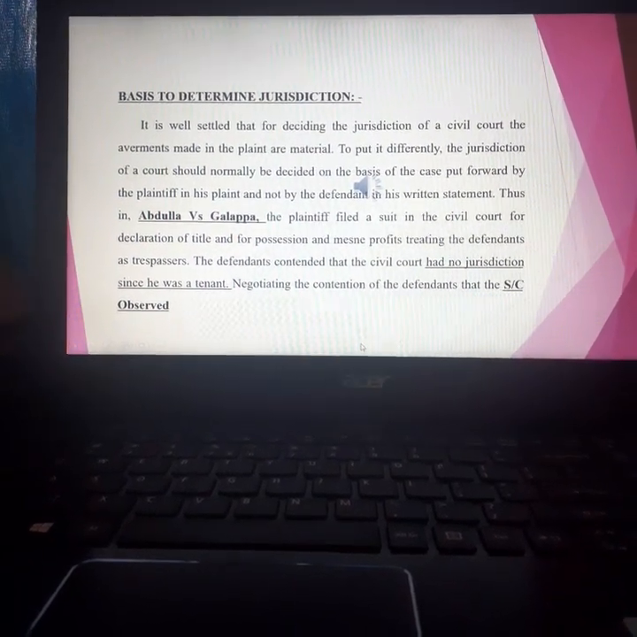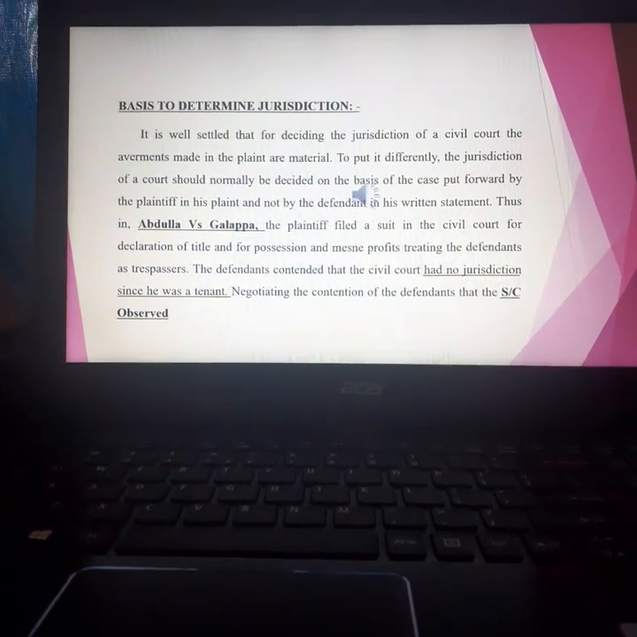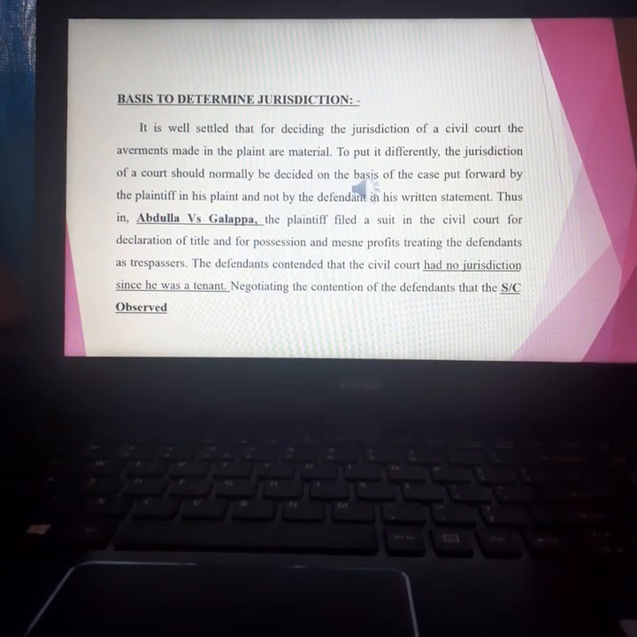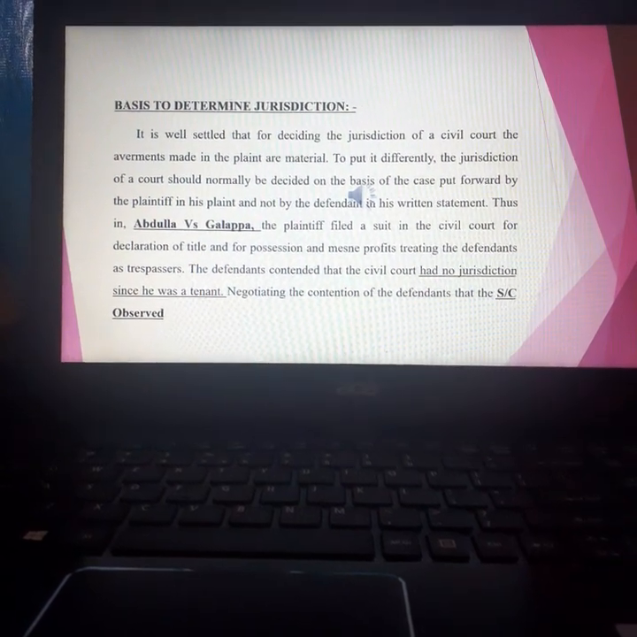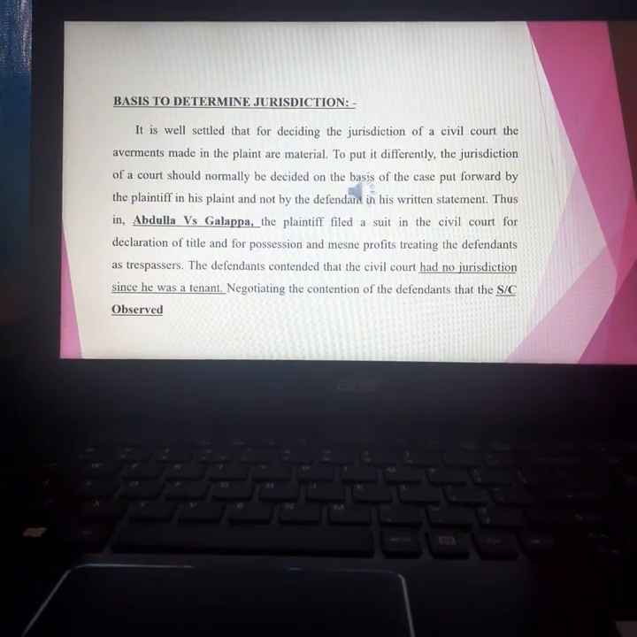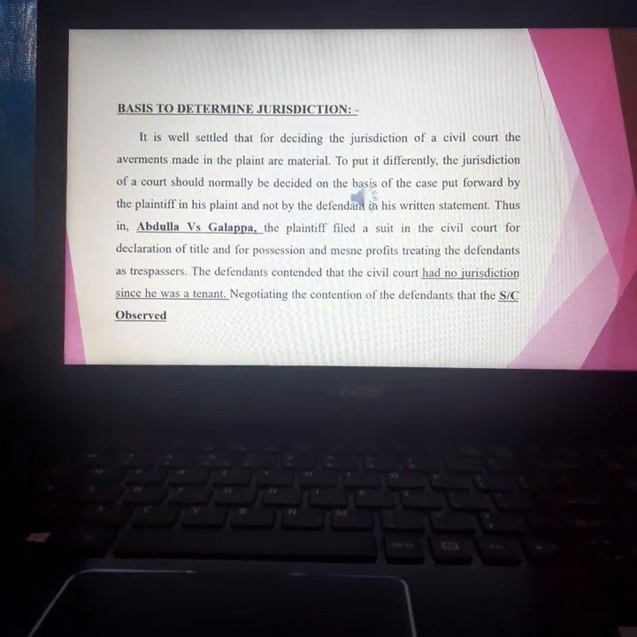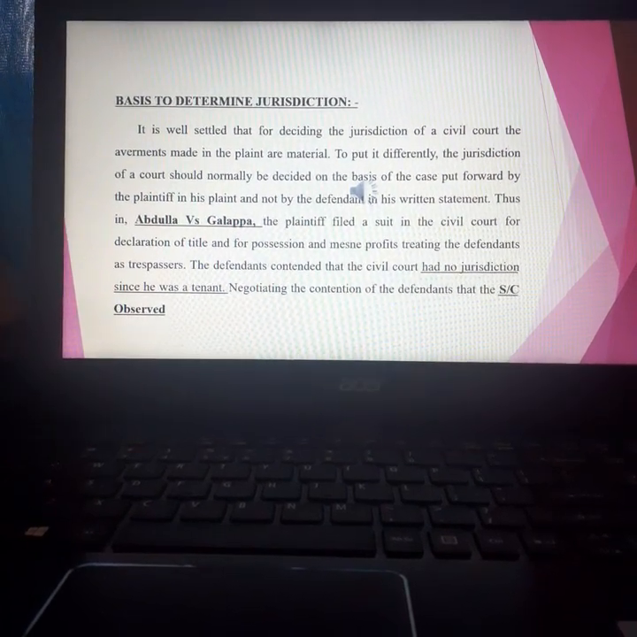Basis to determine jurisdiction. It is well settled that for deciding the jurisdiction of a civil court, the averments made in the plaint are material. To put it differently, the jurisdiction of a court should normally be decided on the basis of the case put forward by the plaintiff in his plaint and not by the defendant in his written statement.